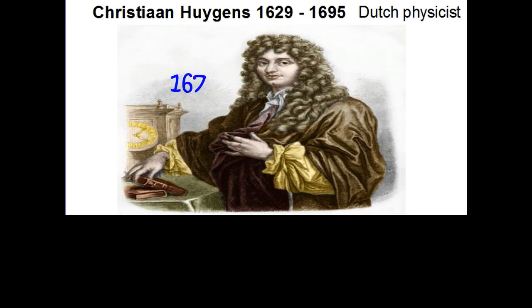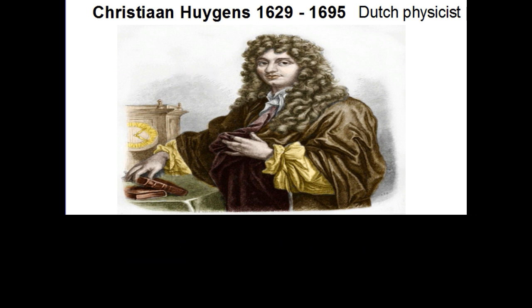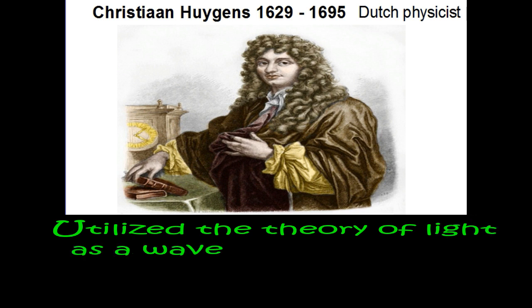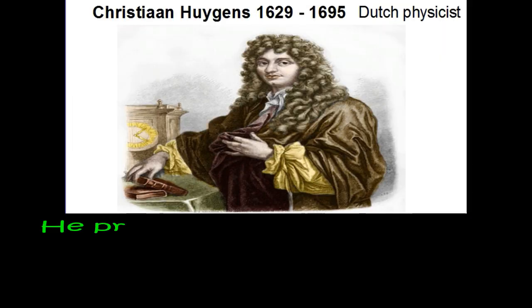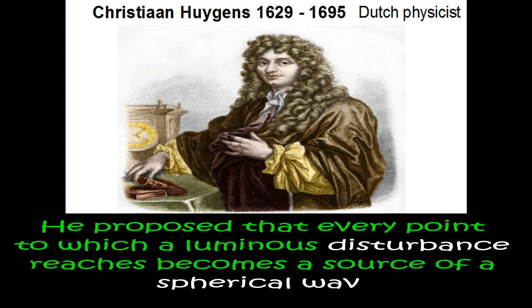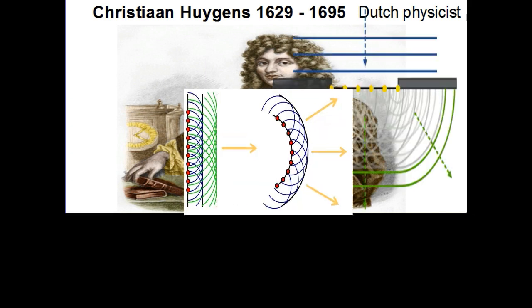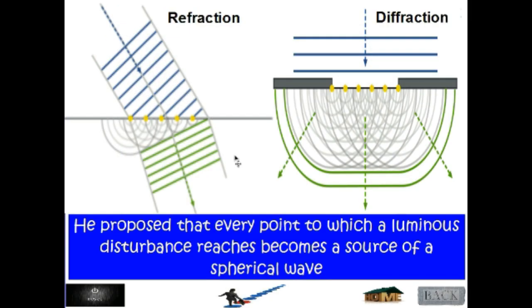In 1678, a Dutch physicist, Christian Huygens, utilized the theory of light as a wave to explain the light reflection and refraction phenomenon. He proposed that every point to which a luminous disturbance reaches becomes a source of spherical wave. Here, a plane wave, and the red dots are secondary circular waves. The yellow dots are secondary circular waves that produce forward spherical waves.